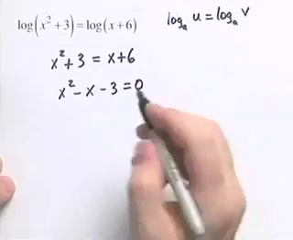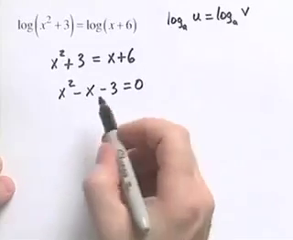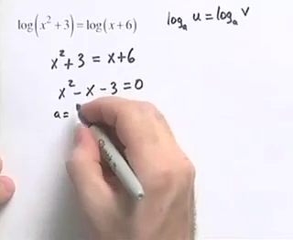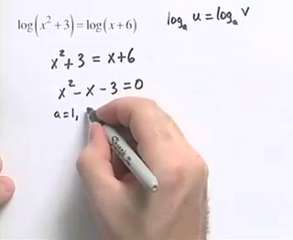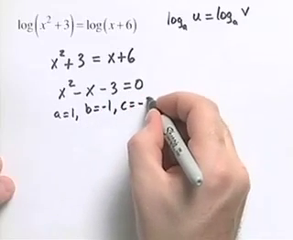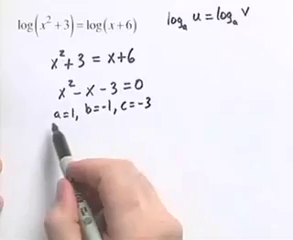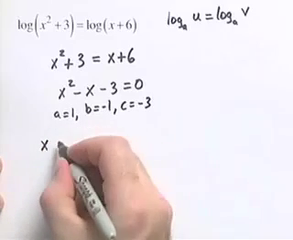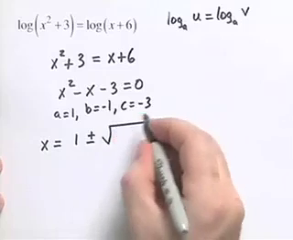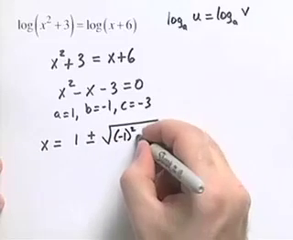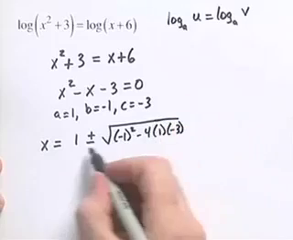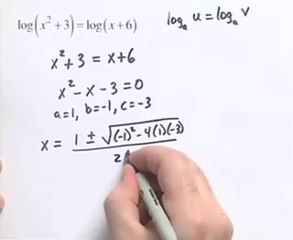We want to solve this equation by factoring, if possible. We look at this, and it doesn't appear that factoring will work, so we can use the quadratic formula. a equals 1, b equals -1, and c equals -3. If we plug these values into the quadratic formula, we get x is equal to 1 plus or minus the square root of (-1) squared minus 4 times 1 times -3, all divided by 2 times 1.